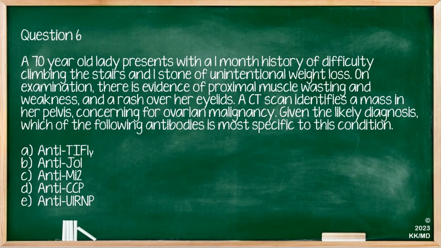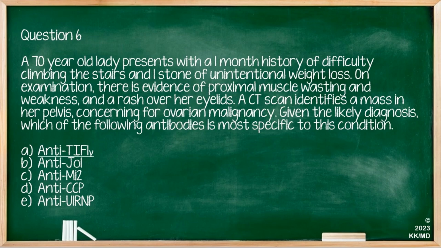for ovarian malignancy. Now, those of you who have listened to our video on dermatomyositis would recall that the most specific antibody in dermatomyositis that's associated with malignancies is option A, which is the anti-TIF1 gamma. Just for the sake of recap, amongst the rest of the options, anti-Jo1 is what I mentioned earlier, which is a specific antibody in the case of polymyositis.